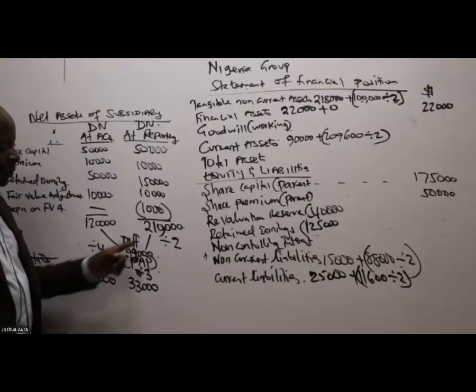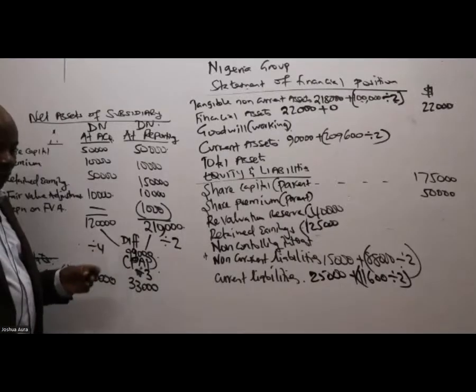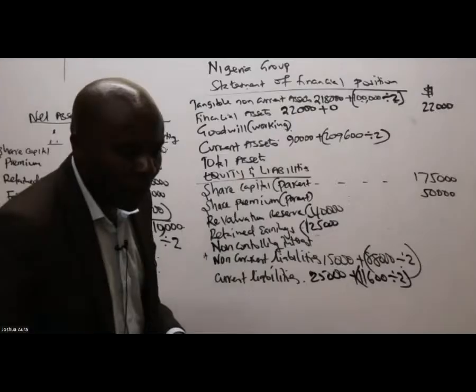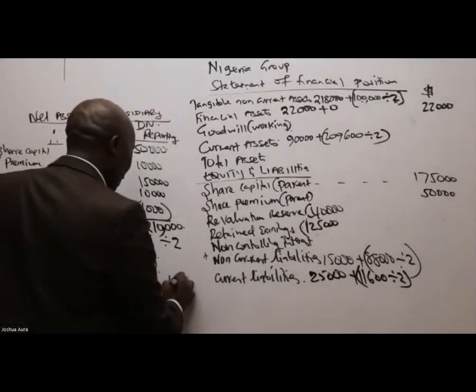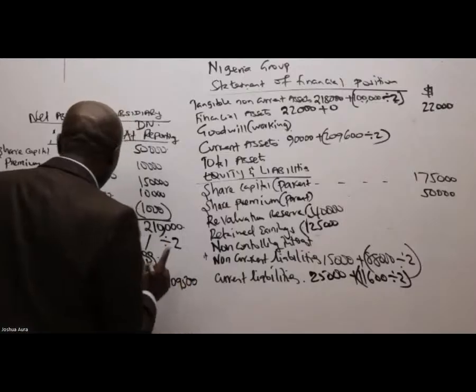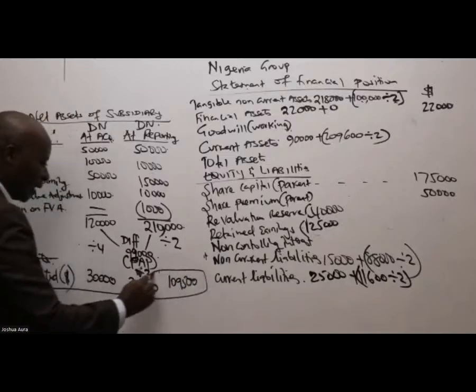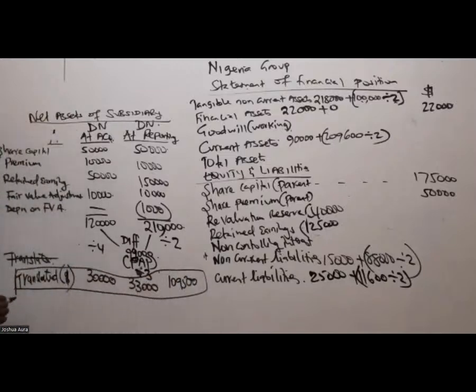219,000 divided by 2 gives me what figure, somebody? They're not talking to me. It is 109,500. So please take a yellow highlighter and highlight this entire thing. And the moment you highlight, please let me know that you have been able to highlight.